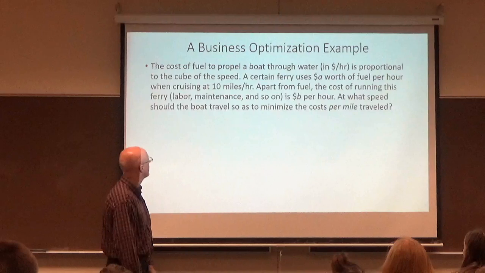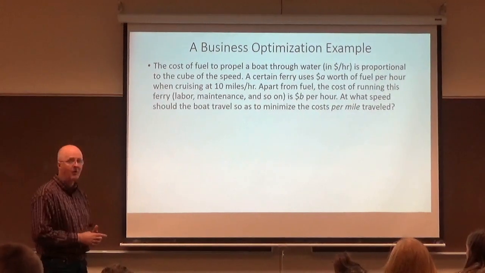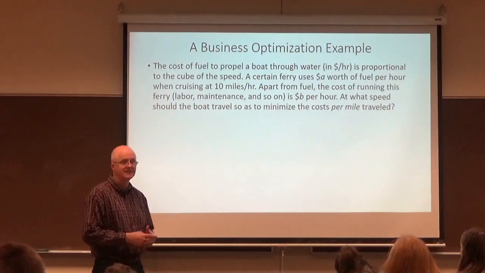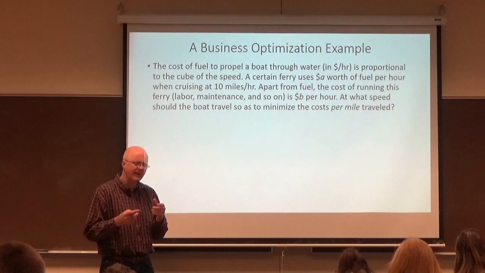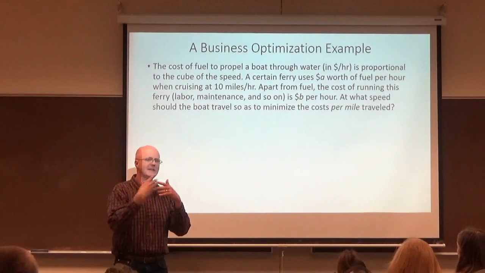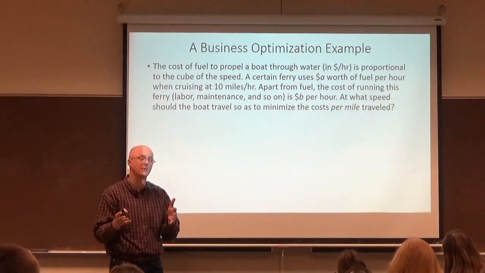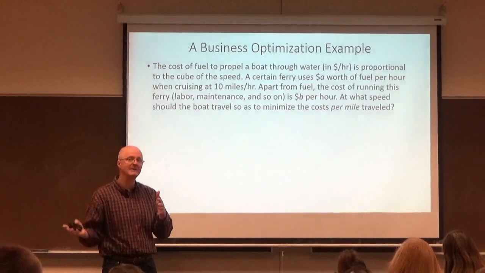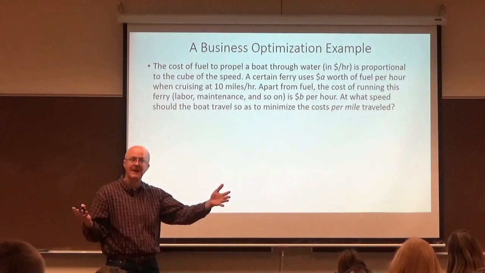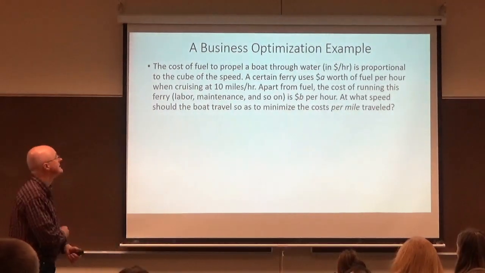The question is, at what speed should the boat travel so as to minimize the cost, not per hour, but per mile traveled? Now, if you are running a ferry and you are just cruising around the lake, you don't have a certain destination in mind, you'd probably prefer minimizing the cost per hour. However, if you're going from one destination to another, a certain number of miles, then you'd probably prefer minimizing the cost per mile, if it doesn't matter how long it takes you to get there.